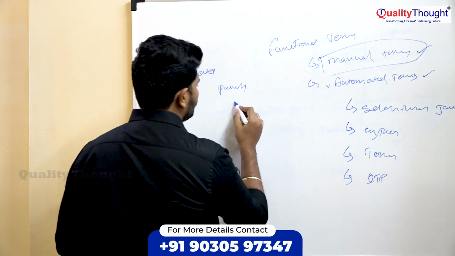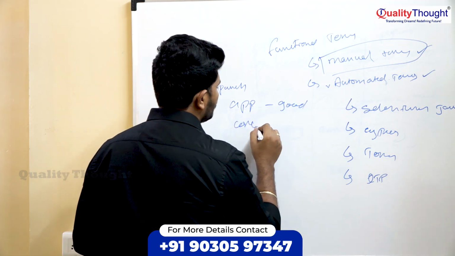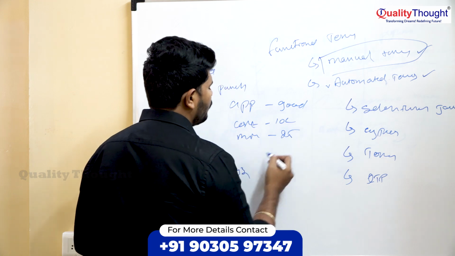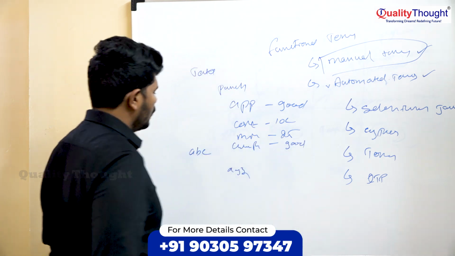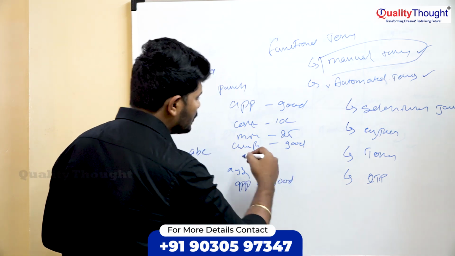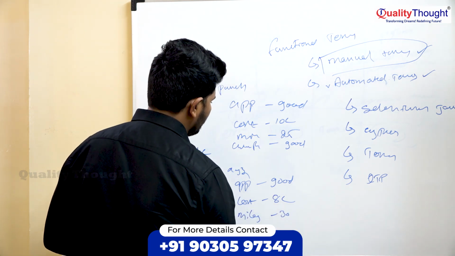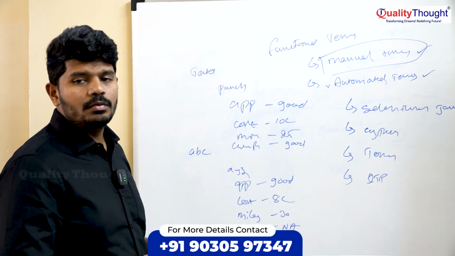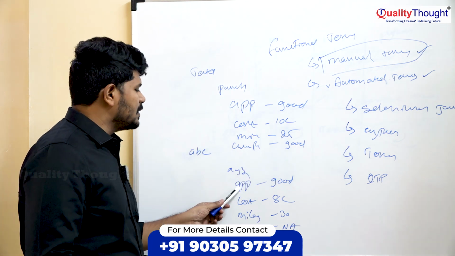If you see the Punch, appearance is good, cost is 10 lakhs, mileage is 25, something like that, and customer review is good. Let me talk about the ABC car. Appearance is good, cost is 8 lakhs, mileage is 30, customer review is not applicable. You don't know the customer review. Now, by looking at these two cars, you would think this is the best option.